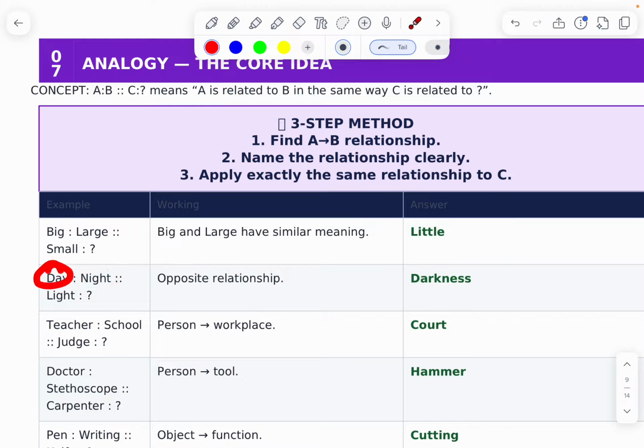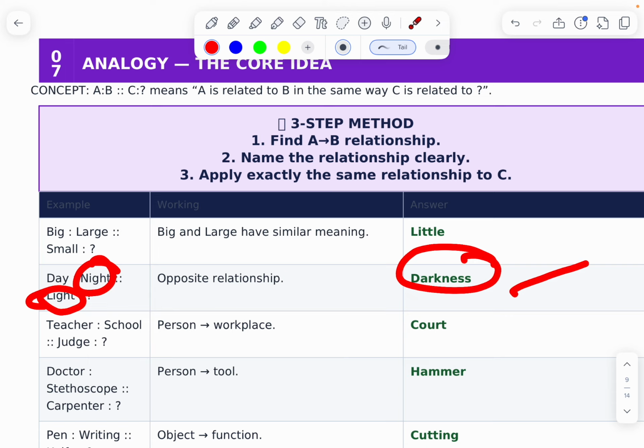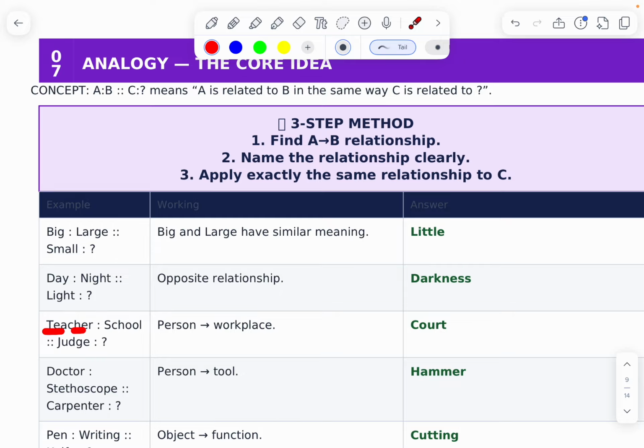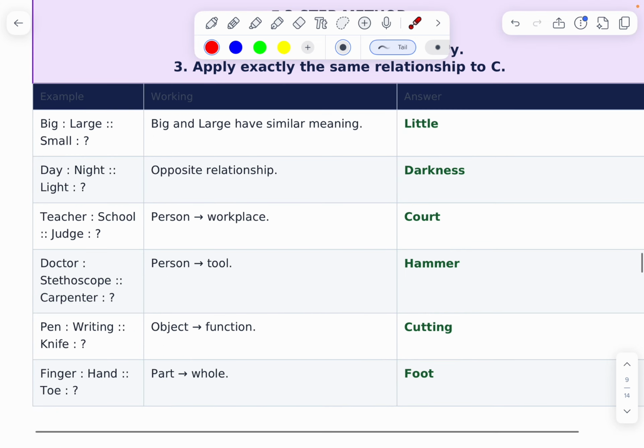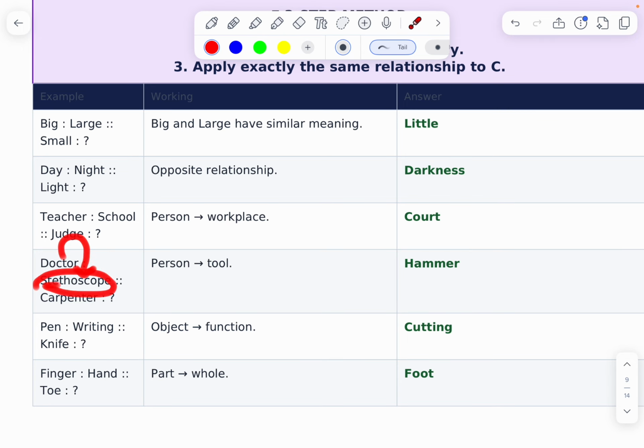Next, day and night. It is the opposite relation. Day, night, opposite relation. What is meant by light? Day represents light, night represents darkness. Next, teacher, school, judge. It's person and workplace. Teacher, workplace, school. Judge, workplace, court. Next, doctor, stethoscope. It's person and tool. Doctor, person. Its tool is stethoscope.